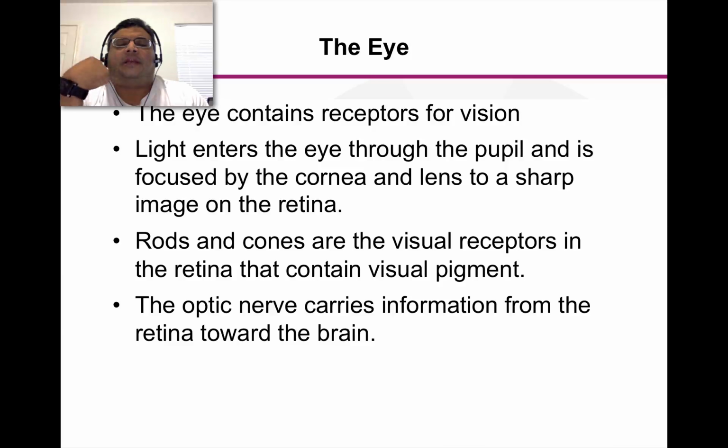That causes a chain of events, a cascade of events that ultimately leads to the production of a neural impulse. And all those neural impulses are gathered up and ultimately make their way out of the back of the eye through the optic nerve into the brain.